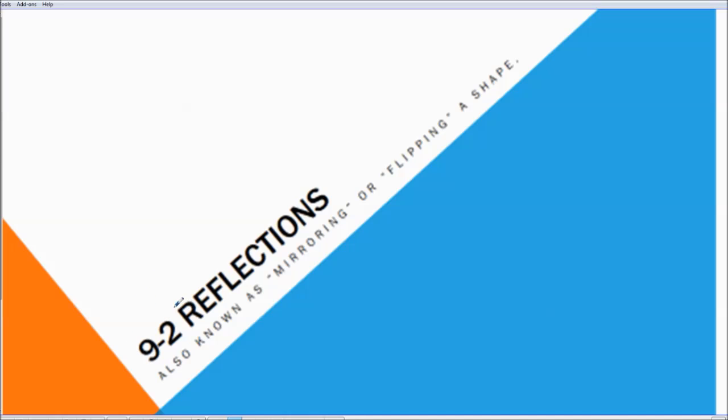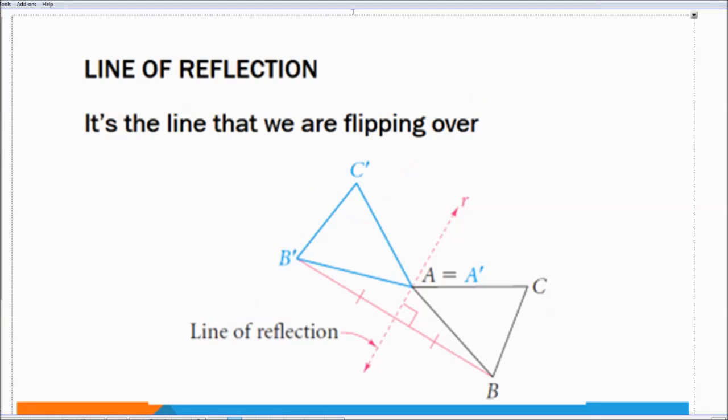Today we're in 9-2 in the geometry book, and we're going to be learning about reflections. We probably already know a little bit about reflections. I'm assuming most of you looked in the mirror this morning. It's sometimes called mirroring, or if you flip a shape over. We mentioned that in unit 9.1, so let's get right into it and see what it is.